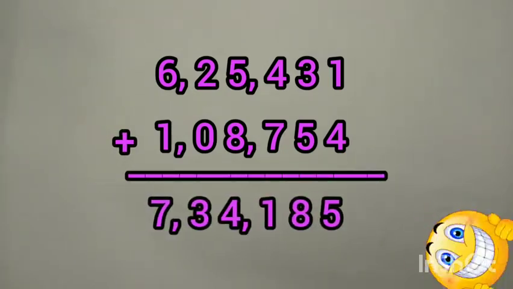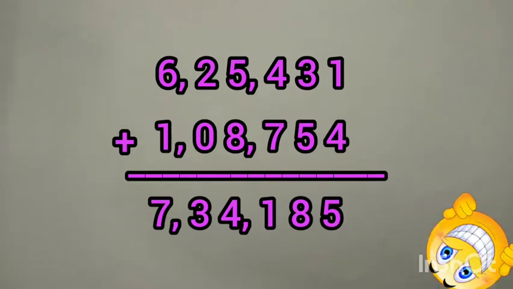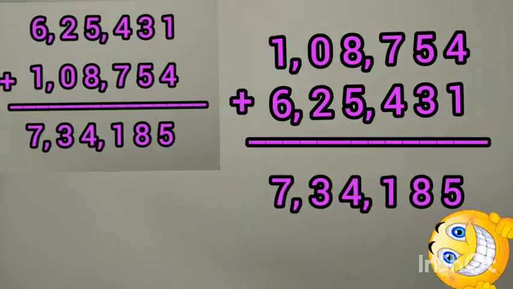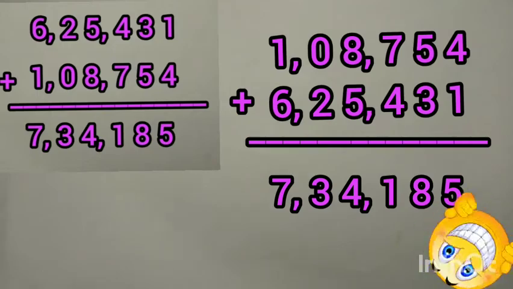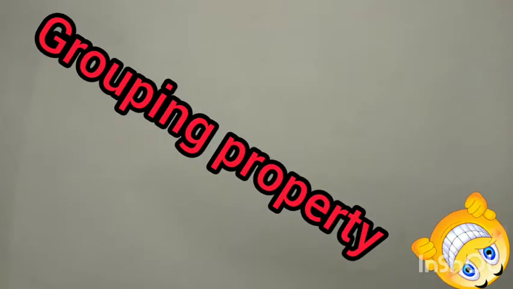Now I am taking one example, 6,25,431 plus 1,08,754. What is your answer? 7,34,185. Now I am changing the order, and when changing the order the answer will be the same. This is the order property.